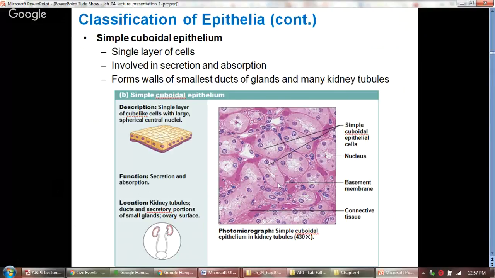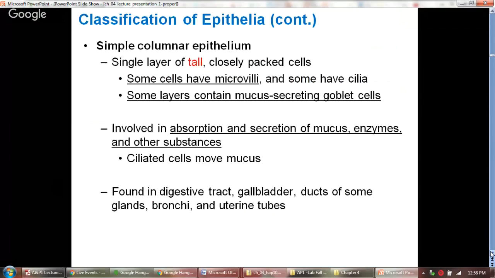Based on the number of nuclei you see, you can tell how many cells you have in that duct cross section. But you don't necessarily need to know how many cells are in there; you need to know how to identify it. So look for the cuboid shape of the cells in that figure to figure out whether it's simple cuboidal or simple columnar.